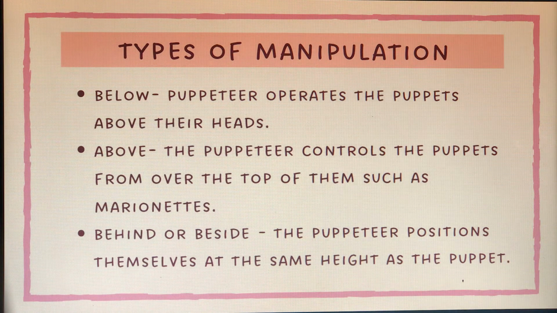So, next we have the types of manipulation. First, we have below. Puppeteers operate the puppets above their heads. Next is above. The puppeteer controls the puppet from over the top of them, such as marionettes. Next is behind or beside. The puppeteers position themselves at the same height as the puppets. Next slide.